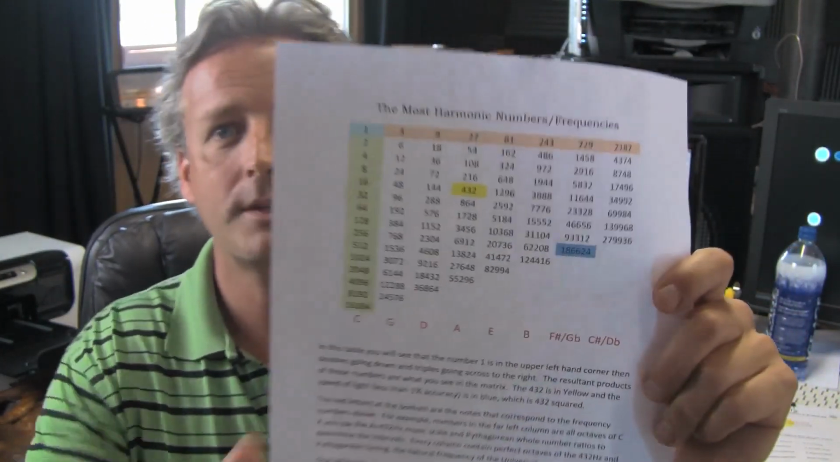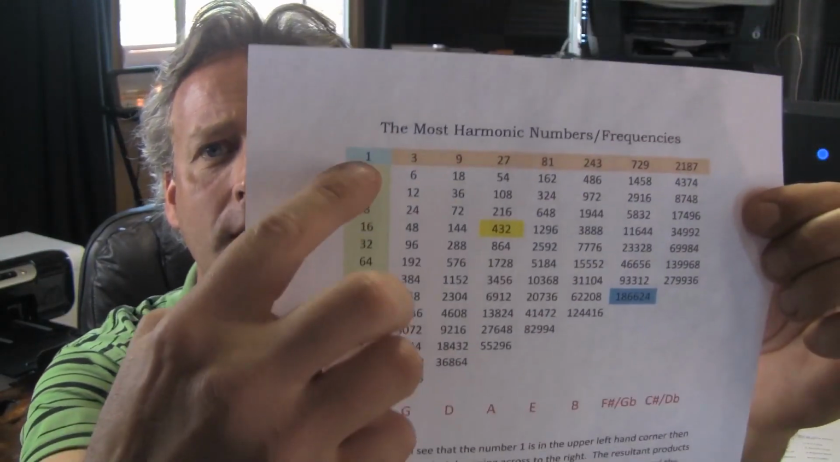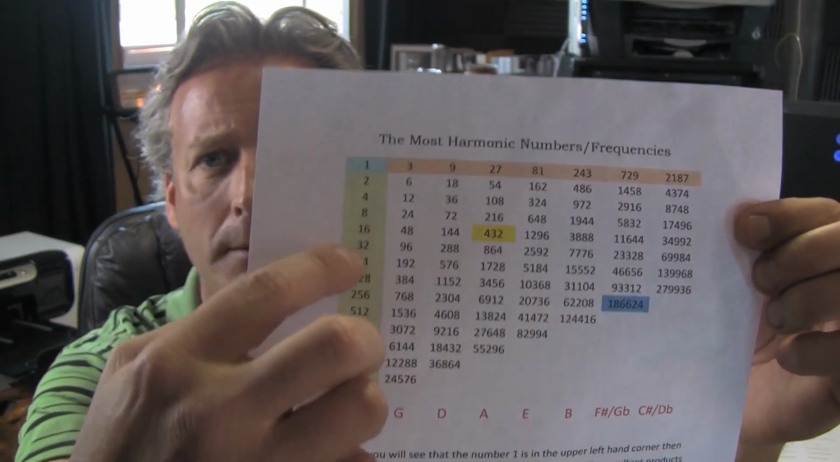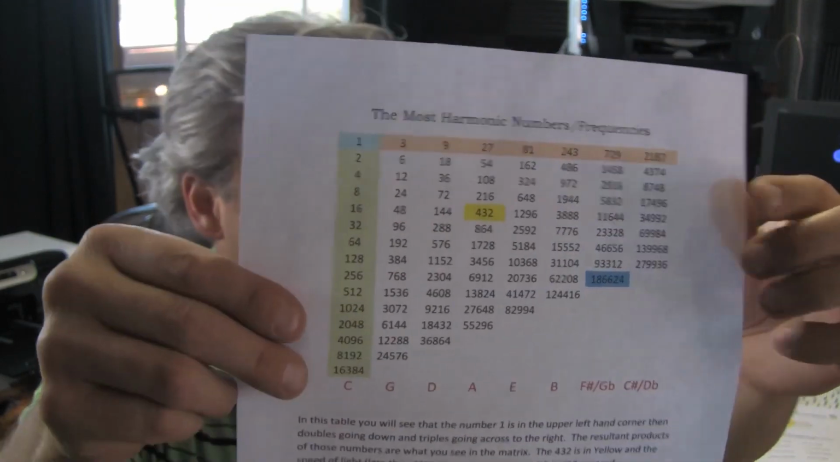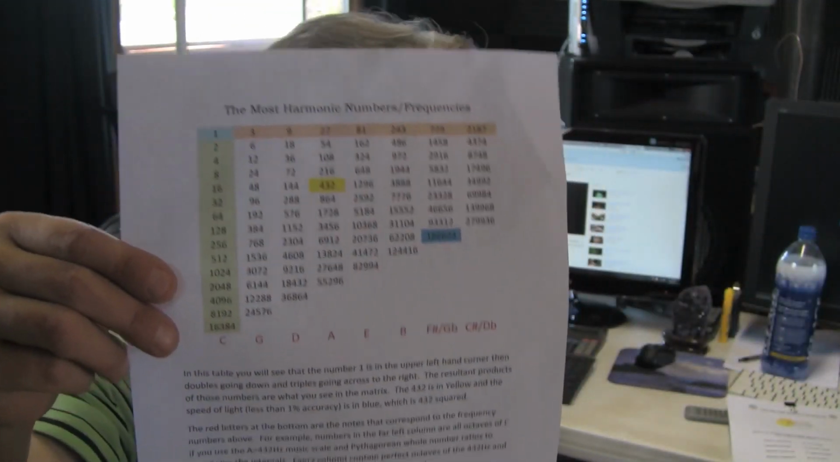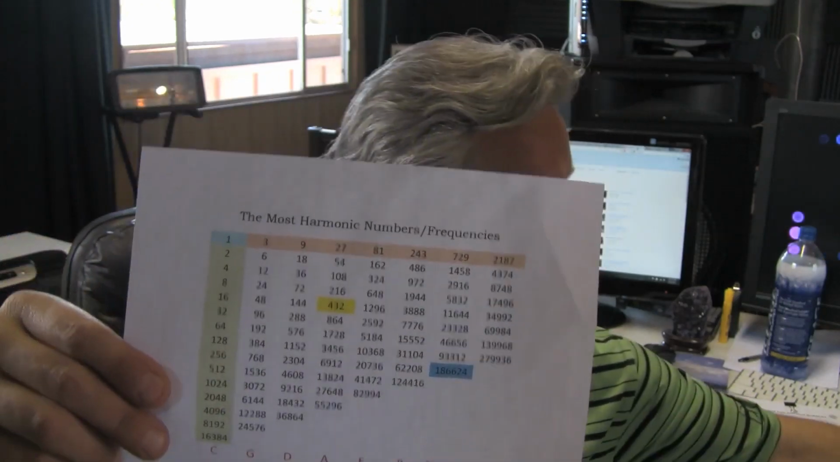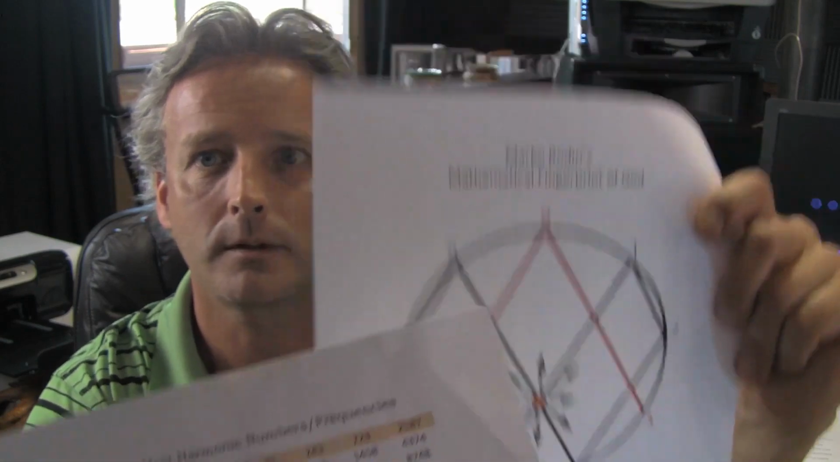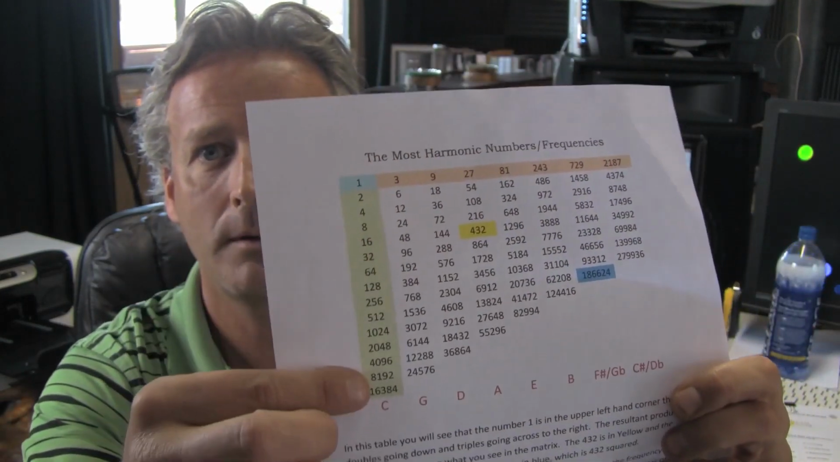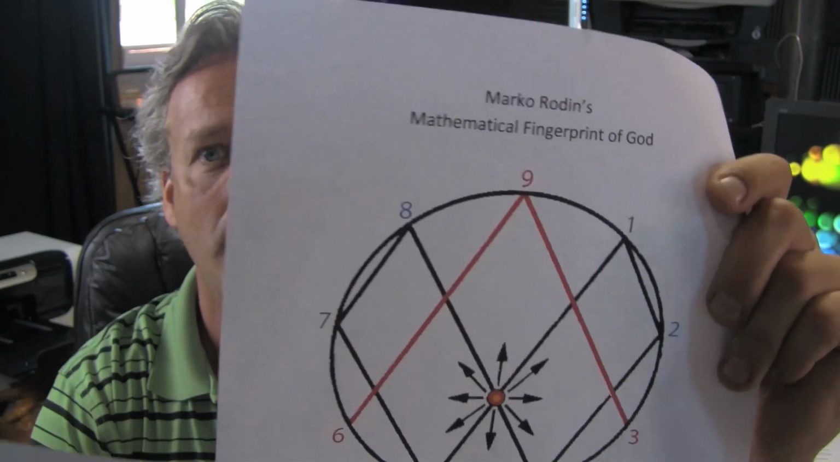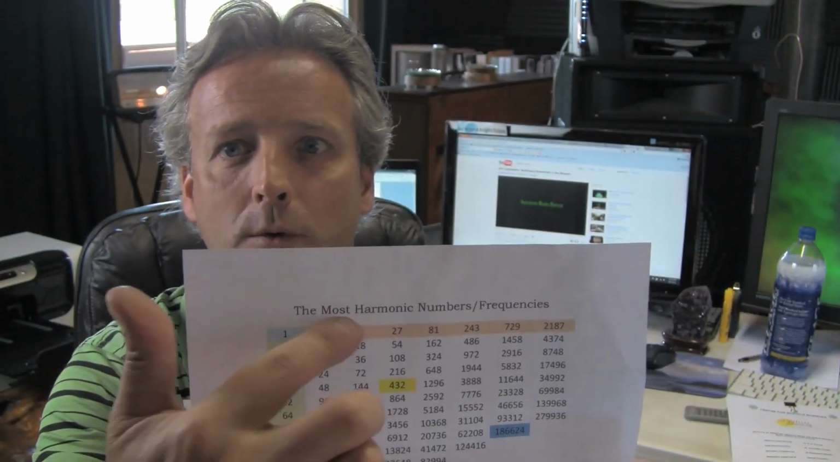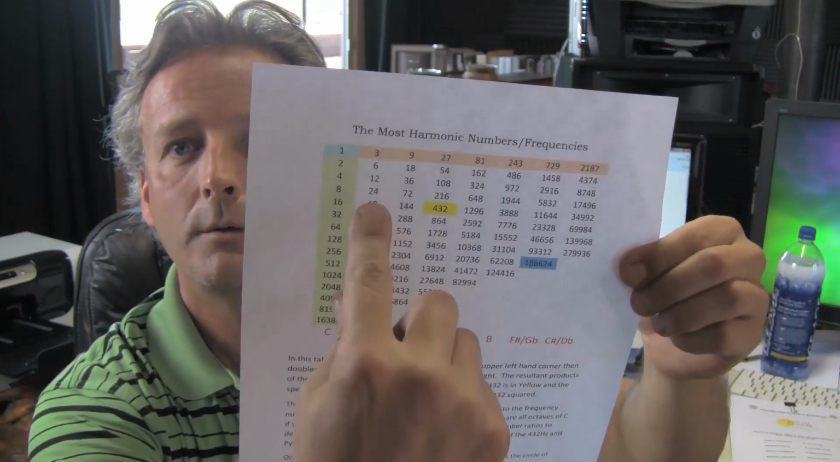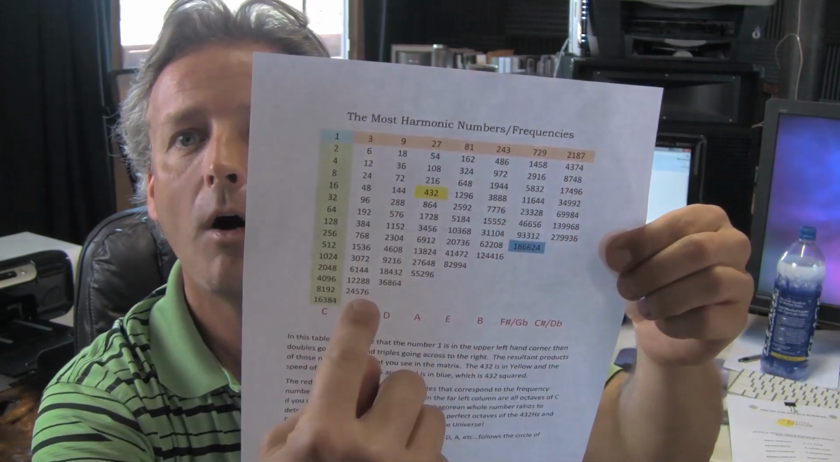Okay, so let me show you what this is. I've taken the 1, and then you double it going down this column, which jives with the doubling circuits. You start with 1 and you double. And then the 3, 6, and 9, those are all thirds, so we triple the numbers going across the top. In doing so, the resultant numbers you see in the matrix are the frequencies.